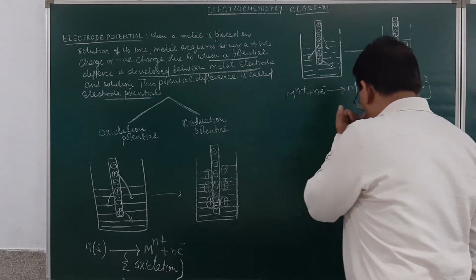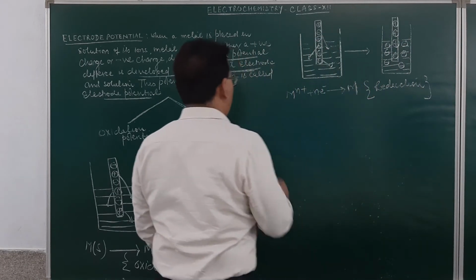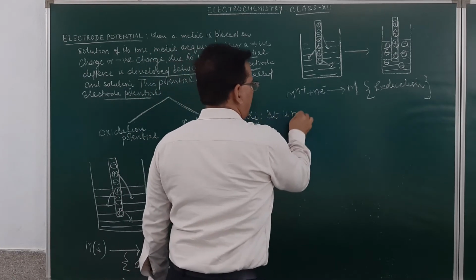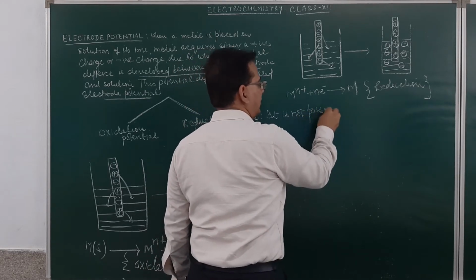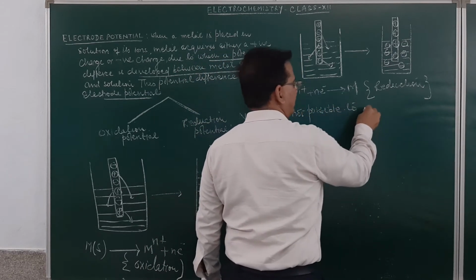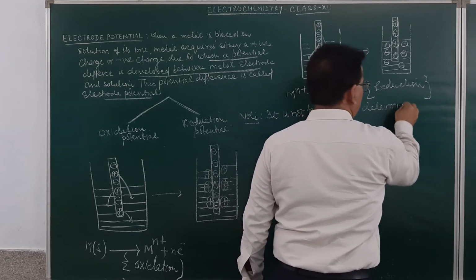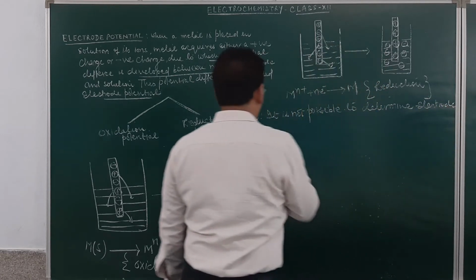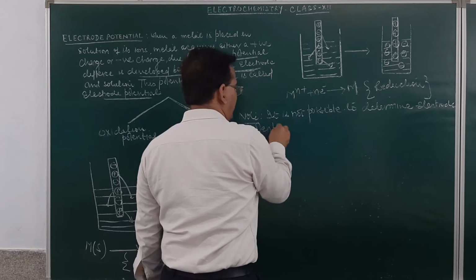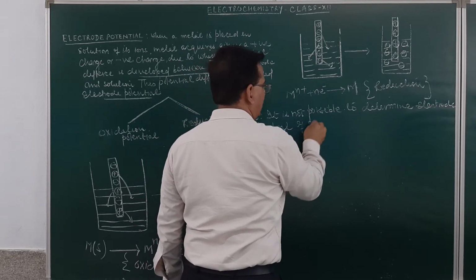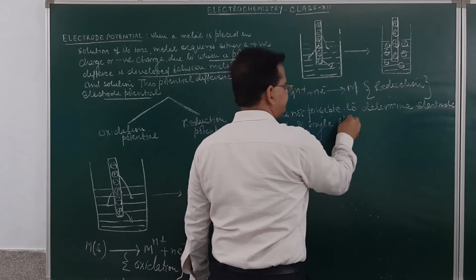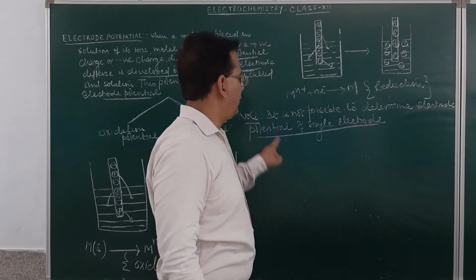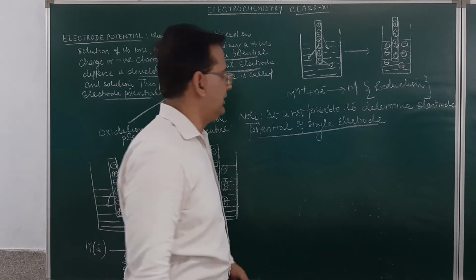So I am writing a note over here, which you must understand very carefully. It is not possible to determine the electrode potential of a single electrode. Mark my words. Not possible to determine the electrode potential of a single electrode.